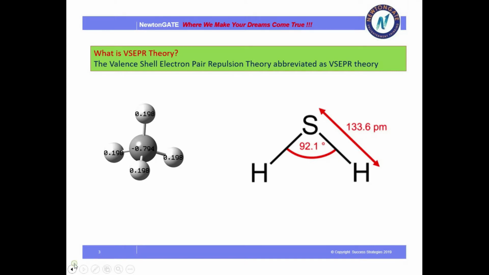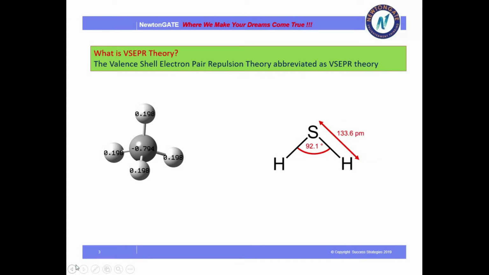So here you can see two types of molecules. First, this is a tetrahedral type of molecule, and this arrangement makes these molecules stable and electron pair repulsion minimized. And here another molecule H2S, and this is another arrangement, and this arrangement makes this molecule stable and the electron pairs of this molecule are less repelled.